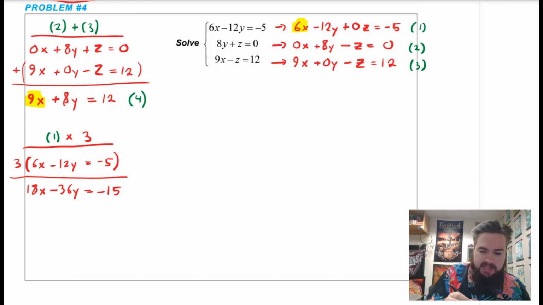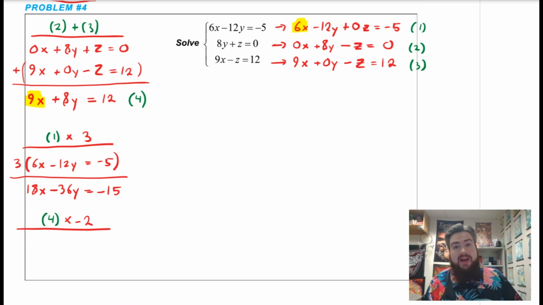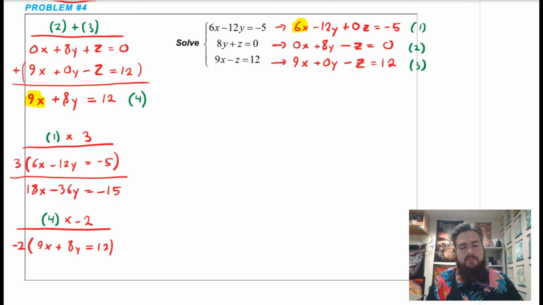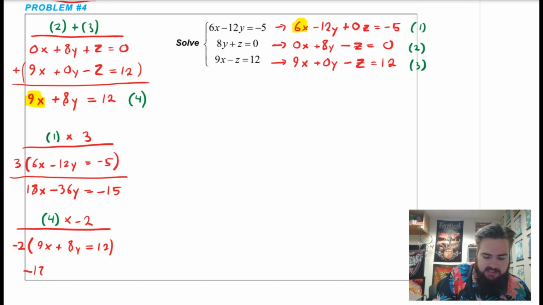I am also going to take equation 4, and I'm going to multiply that by, instead of 2, let's go ahead and do negative 2. That way I'll get a negative 18 for x, which will combine with a positive 18 from that first equation. So negative 2 multiplied by equation 4, 9x plus 8y equals 12. That will give me negative 18x. Negative 2 times 8y is negative 16y. And negative 2 times 12 is negative 24.